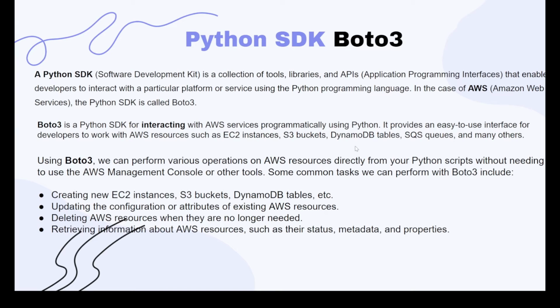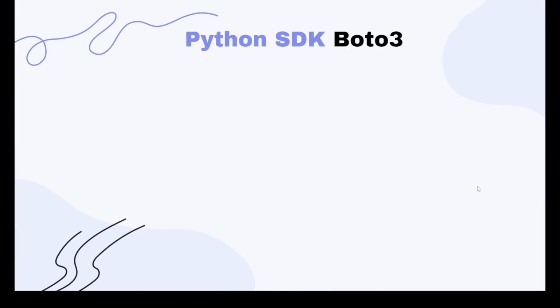Some common tasks that we can perform with boto3 include the creation of new EC2 instances, S3 buckets, DynamoDB tables, etc. We can update the configuration or attributes of existing AWS resources. We can delete AWS resources when they are no longer needed. We can retrieve information about AWS resources such as their status, metadata, and properties, and many other things that we can do with boto3.